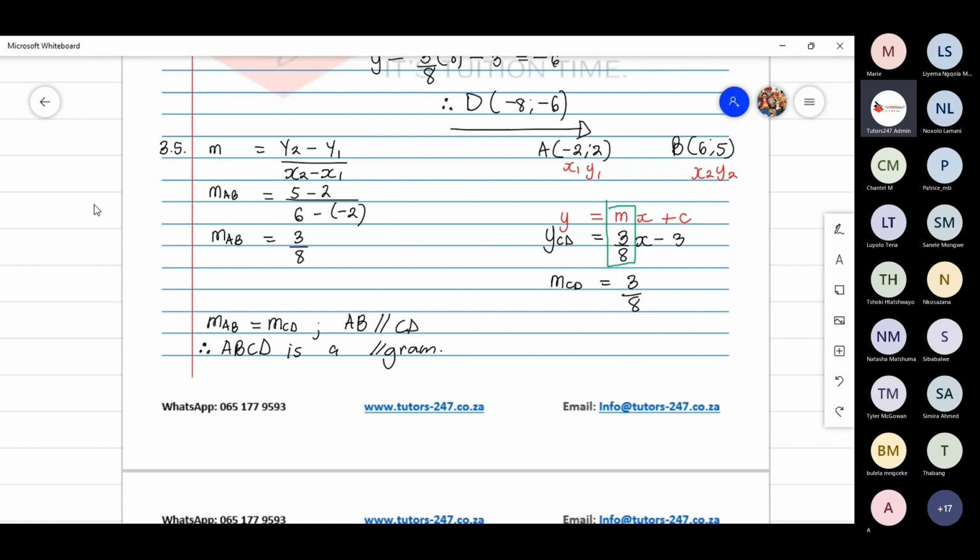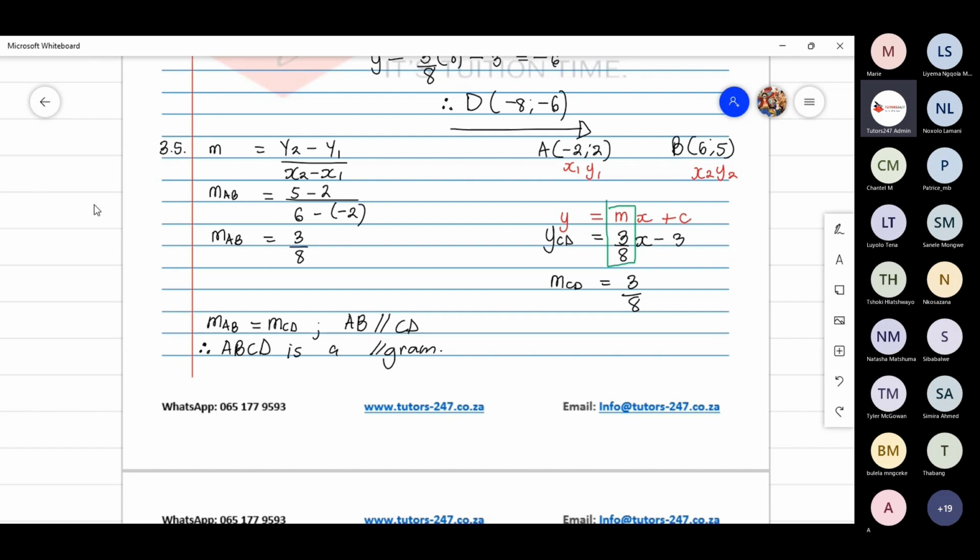And based on the question, they've already stated the other two lines were parallel. Therefore, we proved that this is a parallelogram. Now, the second option that you could have used, which I did not use, because you don't need to use all the properties to prove. You just need to use one property, unless stated otherwise.